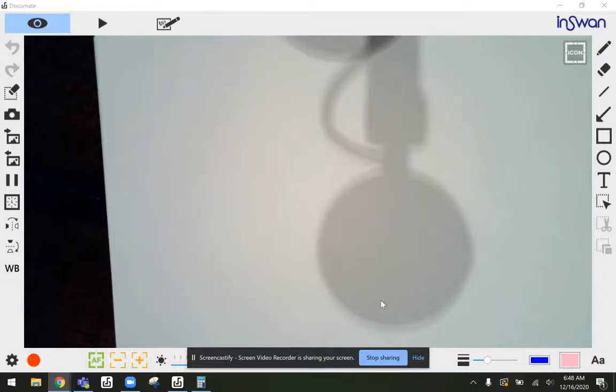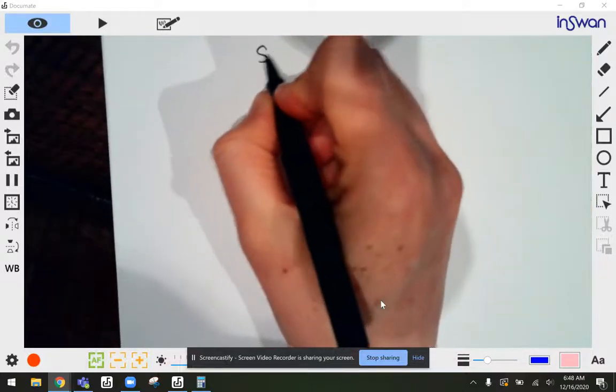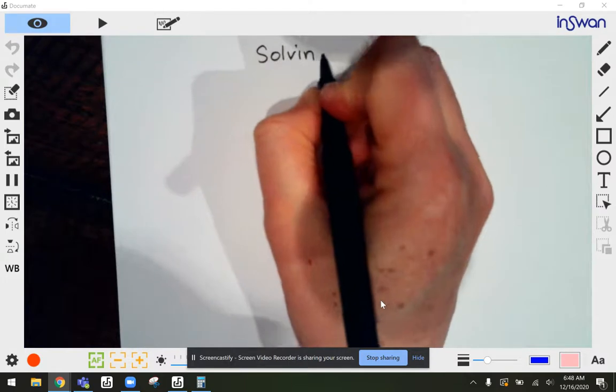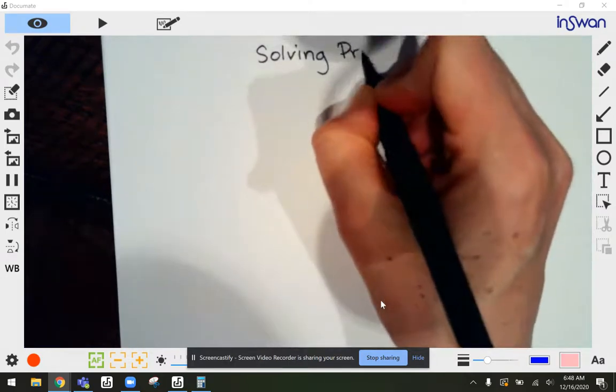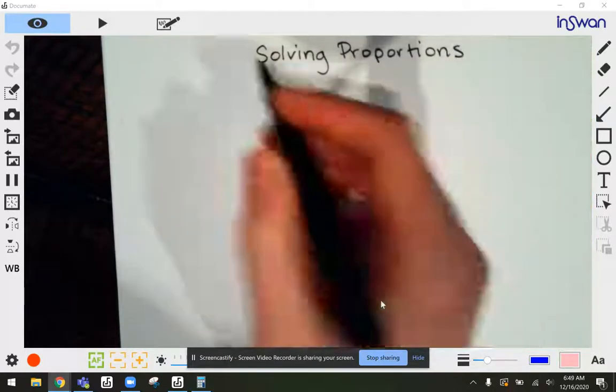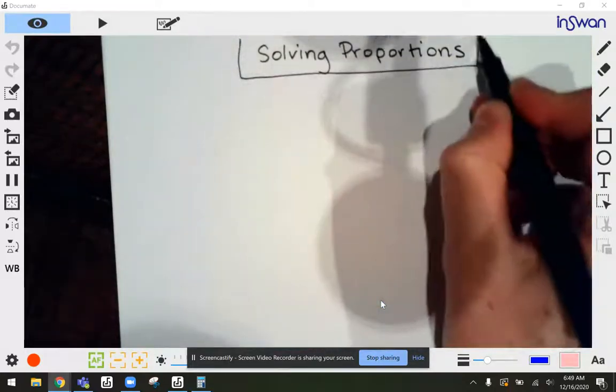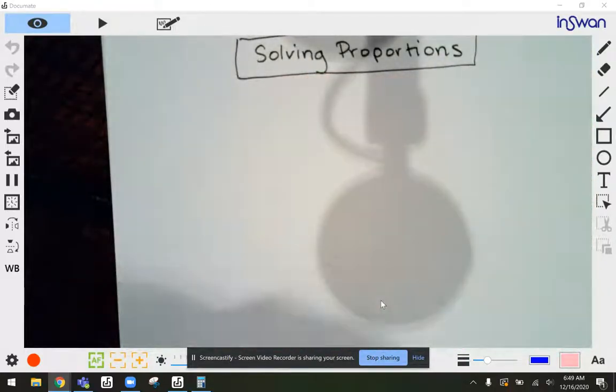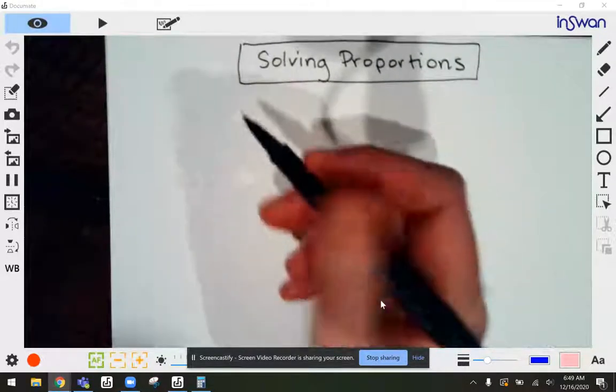Hey guys, today we're going to be learning about solving proportions. So last time we did some basic proportions, and this time we're going to look at some more complex proportions.